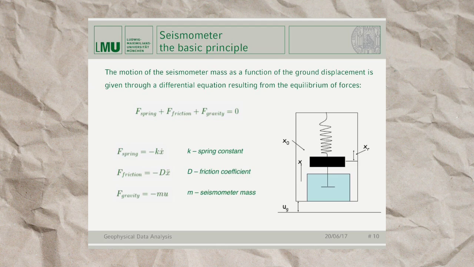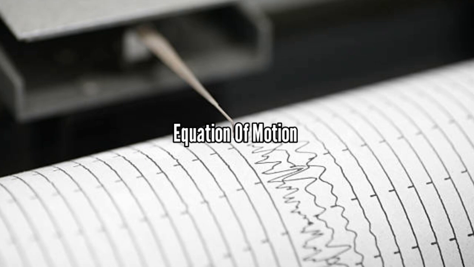In this system, three main forces act on the seismometer mass. Spring force, given by F equals kx, where k is the spring constant. Friction or damping force, which is proportional to velocity and has a coefficient d. Gravitational force, which acts on the seismometer mass m. If we write the force equilibrium equation for this system, we get the fundamental differential equation for the motion of the seismometer. Part 2. Equation of motion.